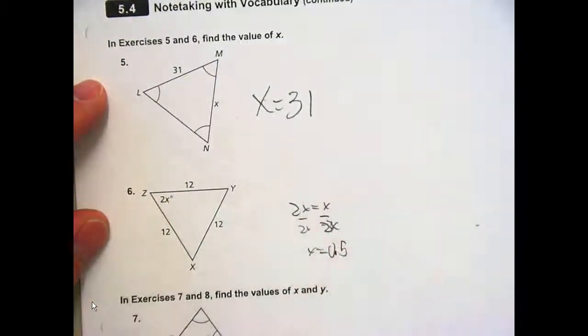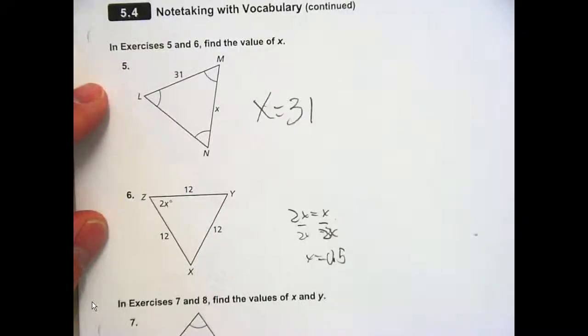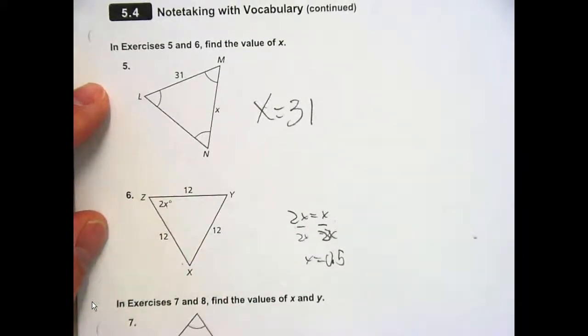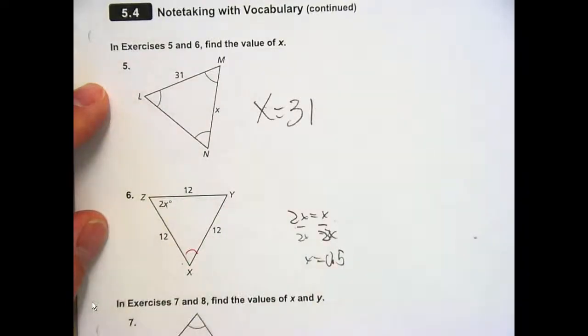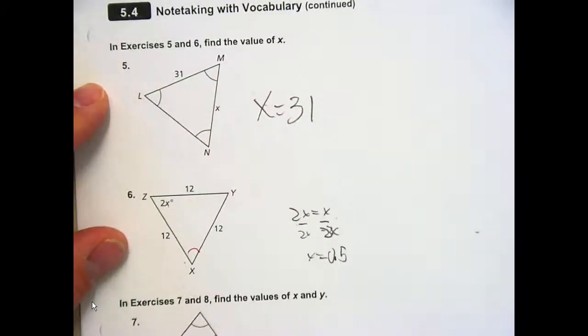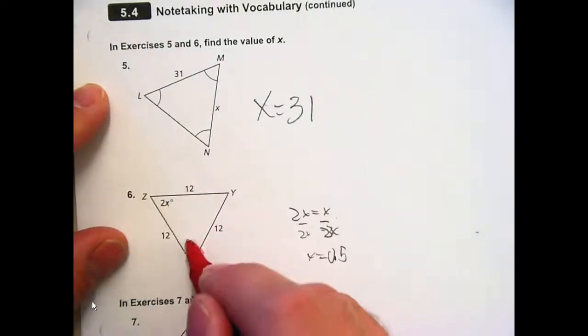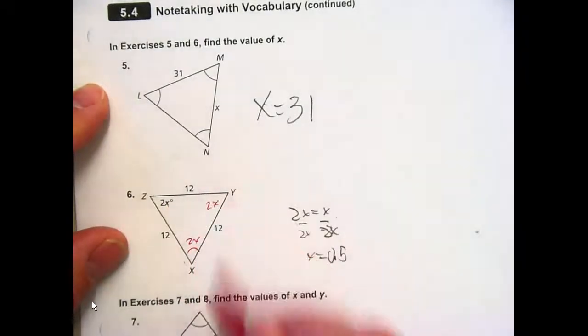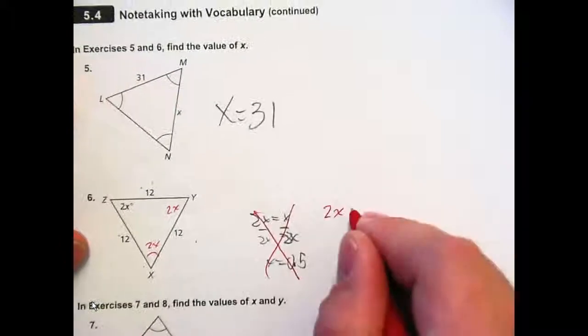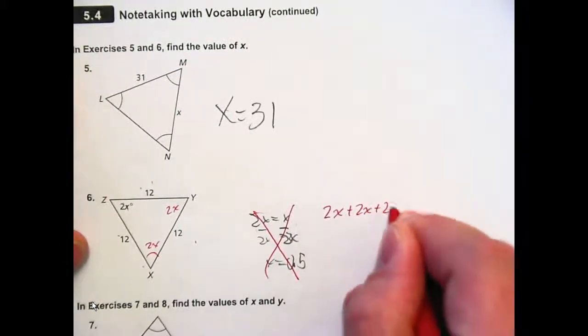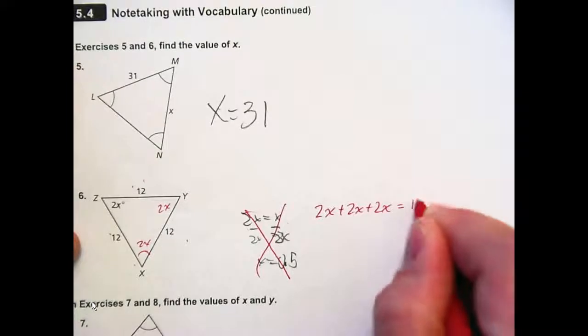2x equals x? Not sure on that one. Oh, 2x equals that x? Oh, so this angle. Can't quite do that. No. We are true. This does equal that. So all these are 2x, right? Because this is an equilateral triangle. That means 2x plus 2x plus 2x equals how much? 180.